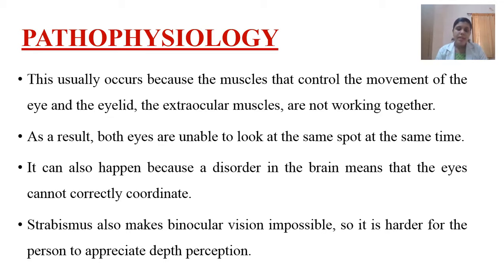Most of the time this can also happen because of any disorders affecting the cranial nerves or the brain. Because of that also, the eyes cannot correctly coordinate their activities. Strabismus makes binocular vision impossible, and it will be harder for the child to perceive depth. So this is what happens in the pathophysiology, where the extraocular muscles won't be working together. Hence, the eyes cannot coordinate the vision on a particular point.